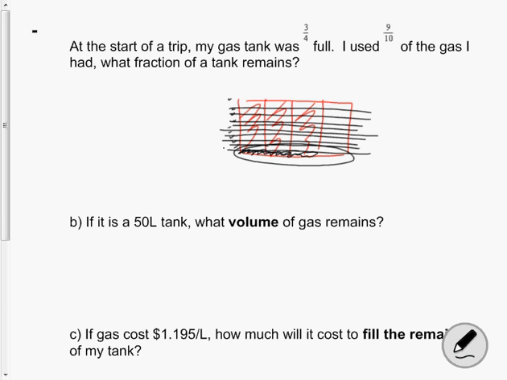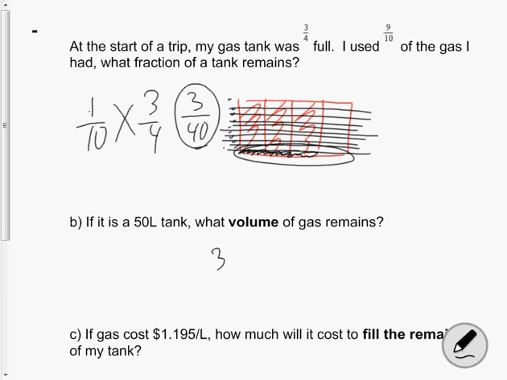Okay. What fraction of the tank remains? So really, I used 9/10 of 3/4, which means I would have 1/10 of 3/4 left in my tank. When I multiply that out, I have 3/40 of my tank left. Right? 3/40. If it's a 50-liter tank, what volume of gas remains? Is that right? Did I do that right? I think so.